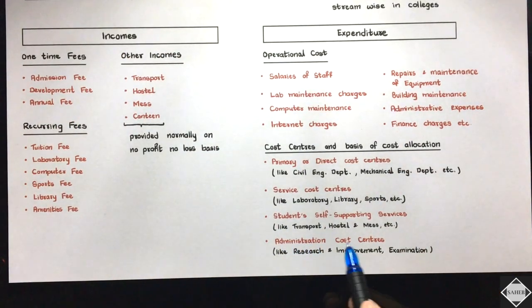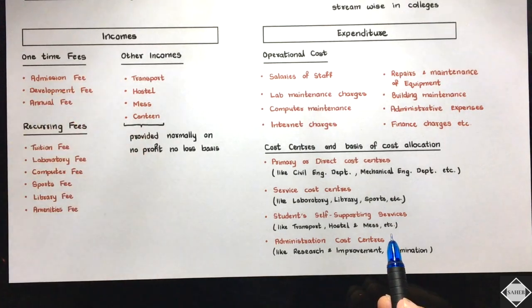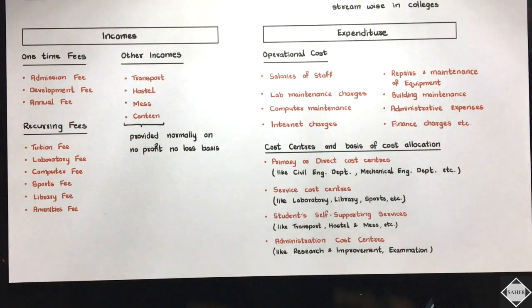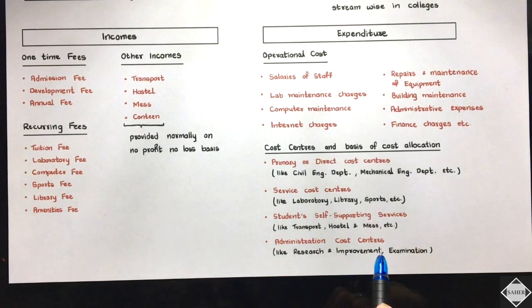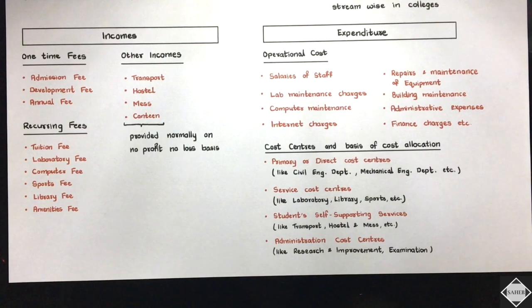Then you have transport, hostel and mess, I told you. And they are what? Self-supporting. Income and cost will be set off, on a no profit no loss basis. And then administration cost centers like research and improvement, examination. Is that clear? So that's how it is.